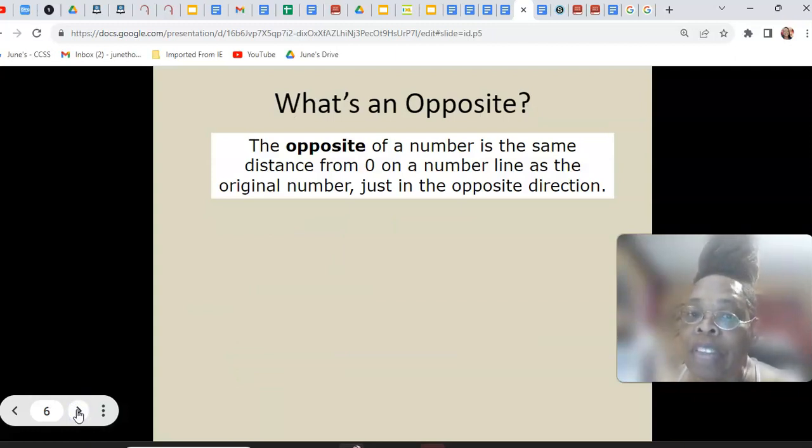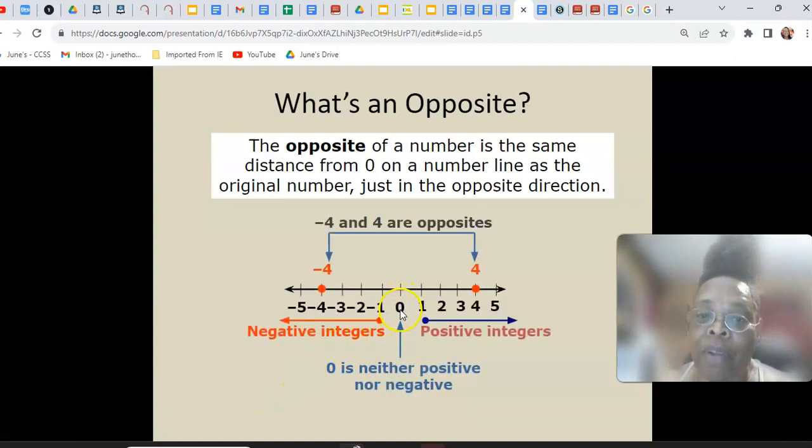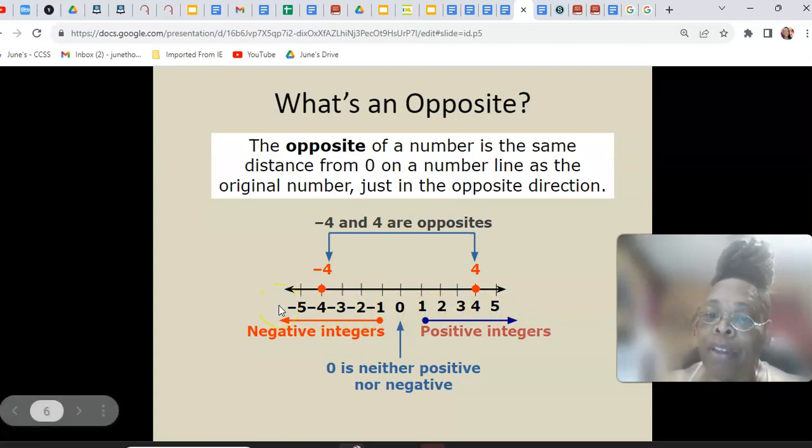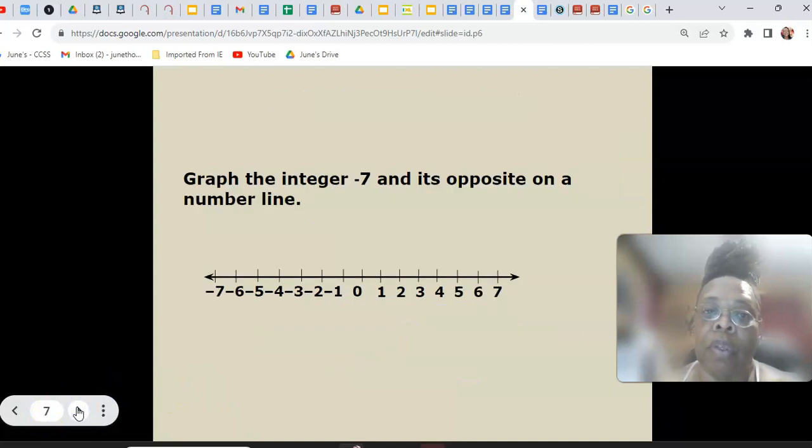What's an opposite? The opposite of a number is the same distance from 0 on a number line. The 0 serves as a mirror. Like for instance, here is 0, here is 1, 2, 3, 4, 5, and notice on the opposite side are the exact same positions. The same distance from 0 are your negative numbers. 0 is neither negative nor positive. It's the only number that does not have an opposite. It's its own opposite.